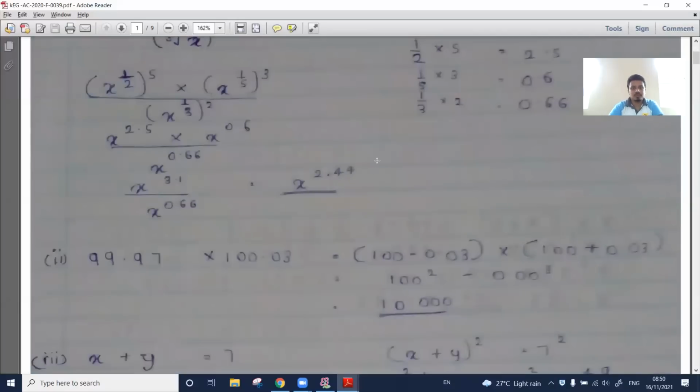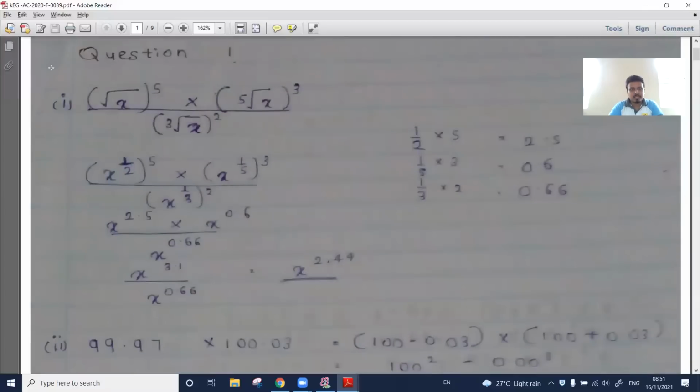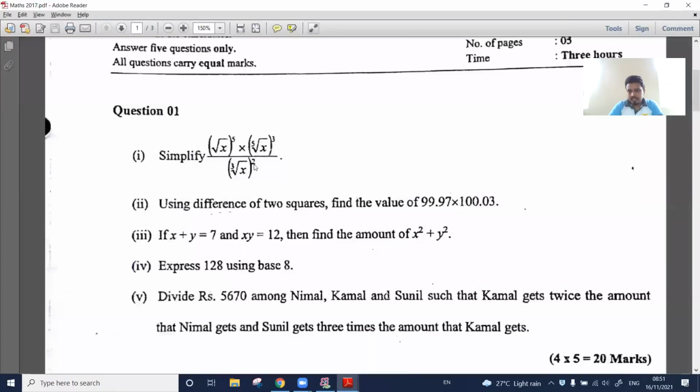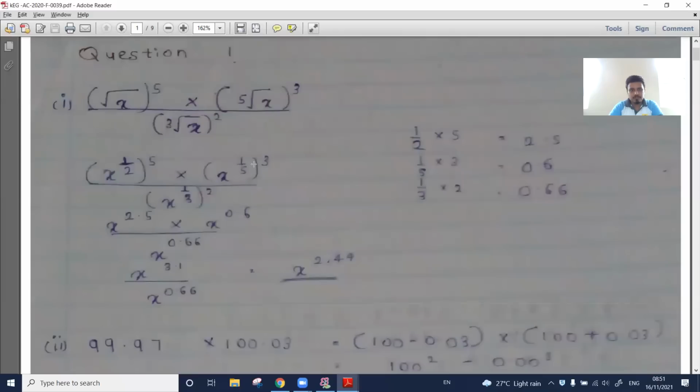So that is from rules of indices. Your knowledge on rules of indices has been tested in question number 1, part 1. If you got that one correct, give 4 marks. If you got the answer as x to the power 2.44, give 4 marks.